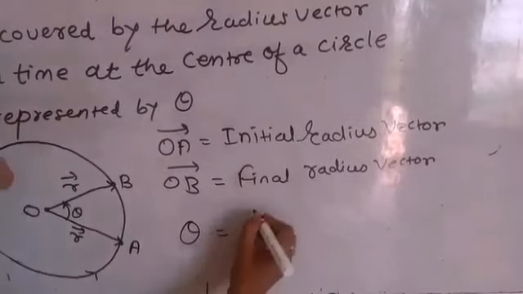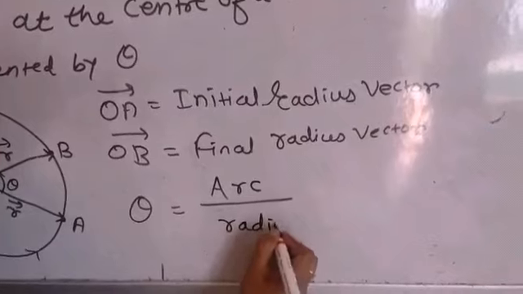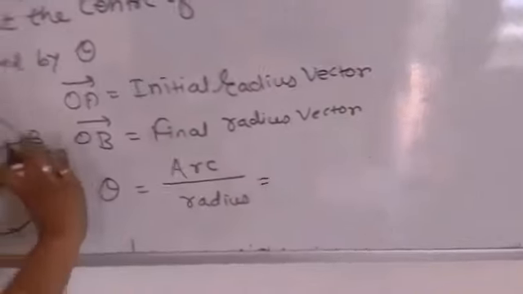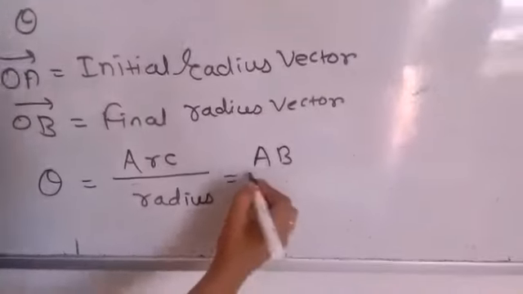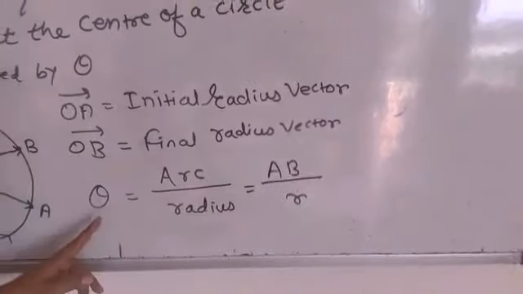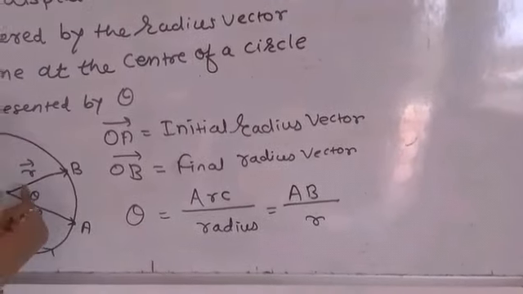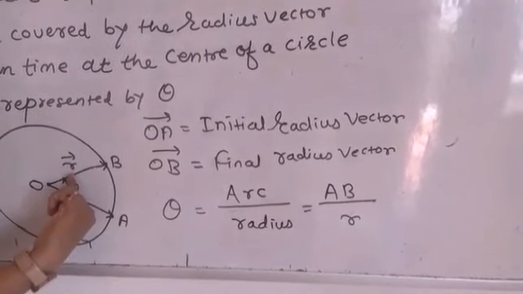Now, how we can measure this angular displacement theta here? Theta equals arc upon the radius. So, here in this figure, arc is AB and radius is R. So, by using this formula, we can calculate the angular displacement theta. And this angular displacement theta is measured in radian here.